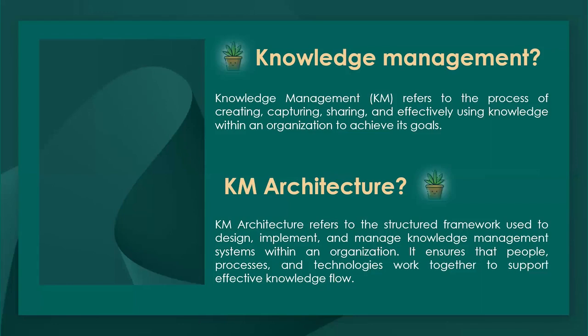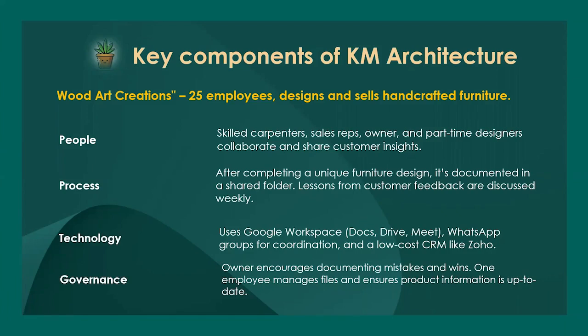In the fourth slide, I will talk about key components of knowledge management architecture. These are the key components. The architecture of a knowledge system usually includes four main components. They are people, process, technology, and finally strategy and governance. People who create and use knowledge, processes which guide how knowledge is captured and shared, technology like software and tools used to store and access knowledge, and finally, strategy and governance, which ensure that knowledge management supports business goals and is properly managed.